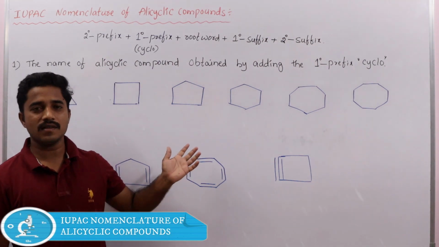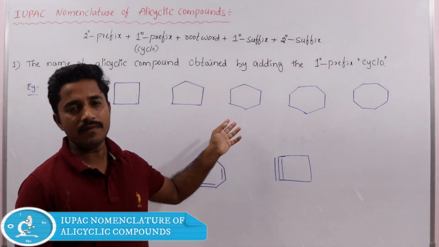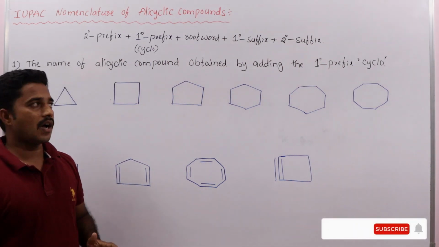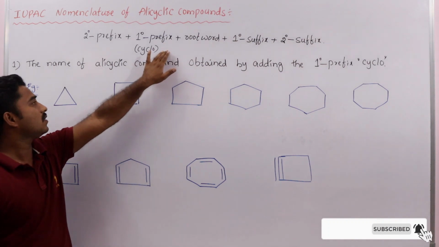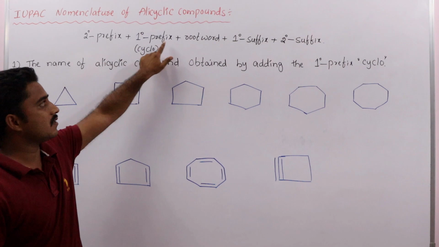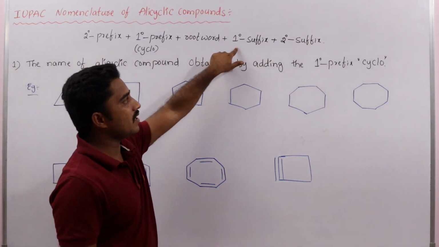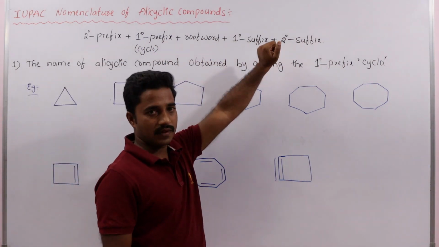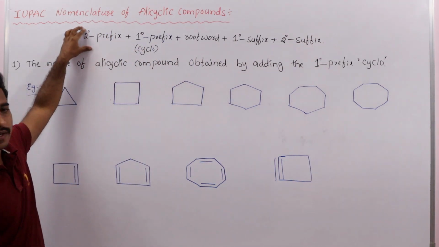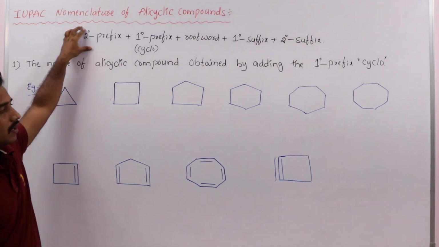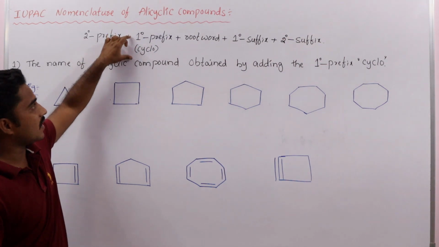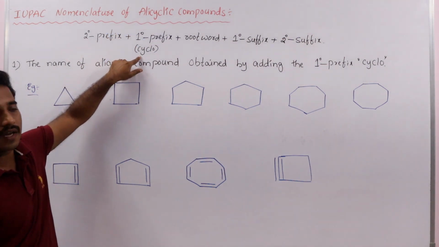Hi viewers, in this class I am going to explain nomenclature of alicyclic compounds. To write the name for an alicyclic compound we have to follow this rule. This formula is there: secondary prefix, next primary prefix, next root word, next primary suffix, next secondary suffix. Here the secondary prefix indicates the substituents present on that compound, and the primary prefix: alicyclic compounds are cyclic compounds, that's why we have to use a prefix, that is cyclo.